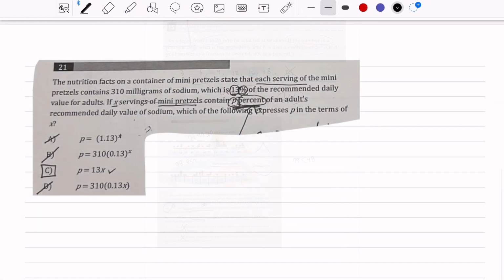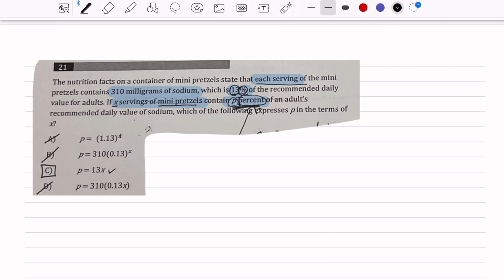The next question is question 21, and this is pretty hard. It says, the nutrition facts on the container of the mini pretzel state that each serving of the mini pretzel contains 310 milligrams of sodium, which is 13% of the recommended daily value for adults. If X servings of the mini pretzels contain P% of an adult's recommended daily value of sodium, which of the following expresses P in terms of X?